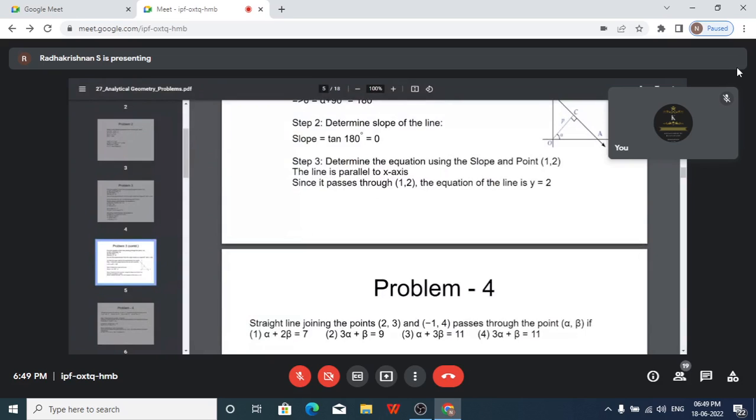A straight line joining points 2, 3 and minus 1, 4 passes through the point alpha, beta. Then which of the following is true? It is given that a straight line joining these 2 points passes through the point alpha and beta. How can we solve this problem? Some problems may look difficult, but if you think a little bit, you can break it down into some steps.